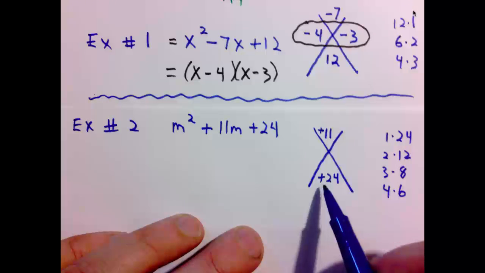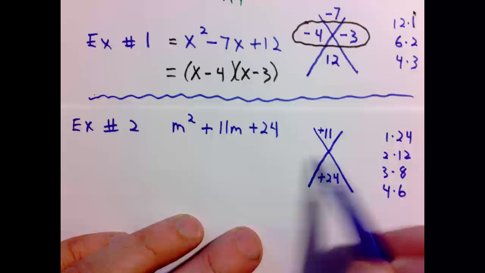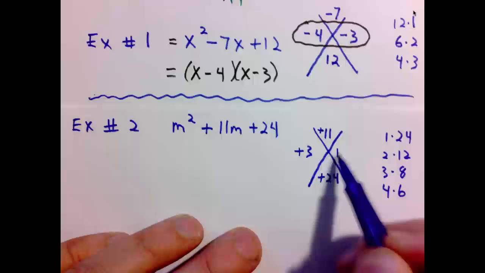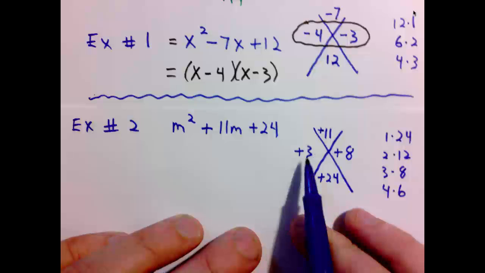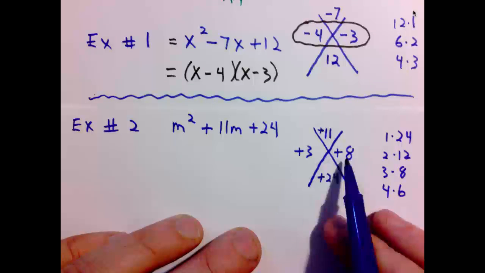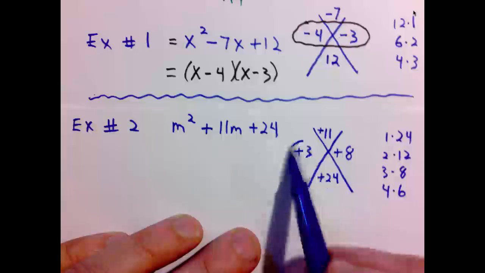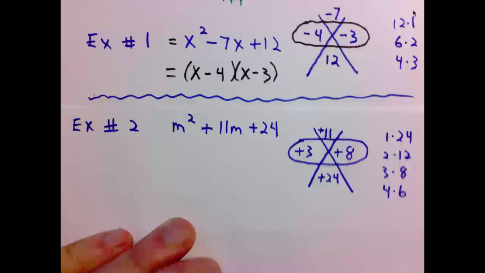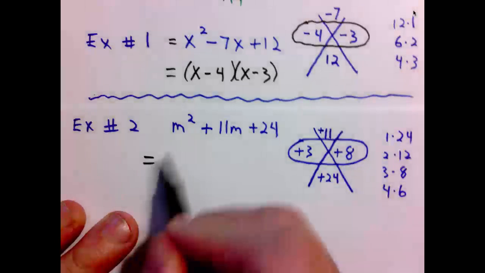If the bottom term is positive, the signs are going to be whatever this top term is. In this case, it's a plus 3 and a plus 8. Positive 3 times positive 8 is a positive 24. Positive 3 plus positive 8 is a positive 11. These are going to be the two constants in the binomial factors. So, two parentheses.